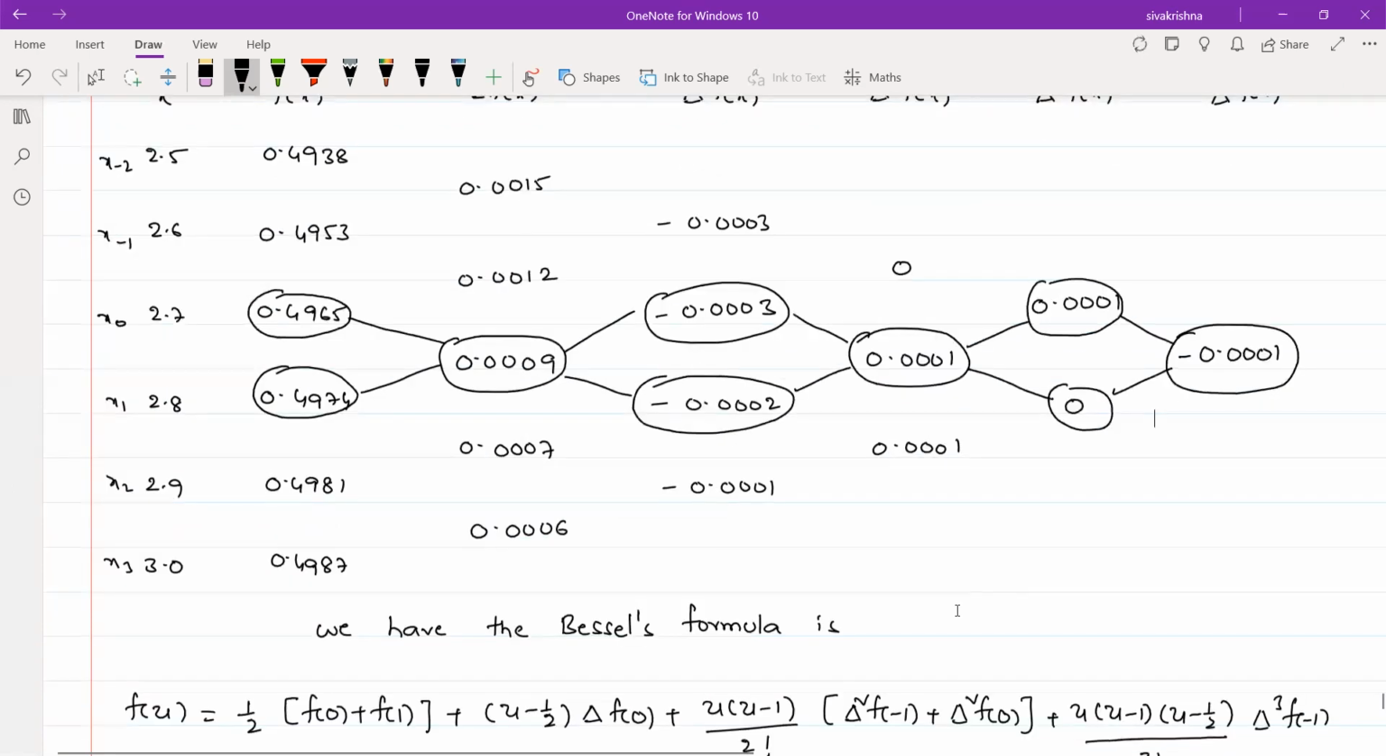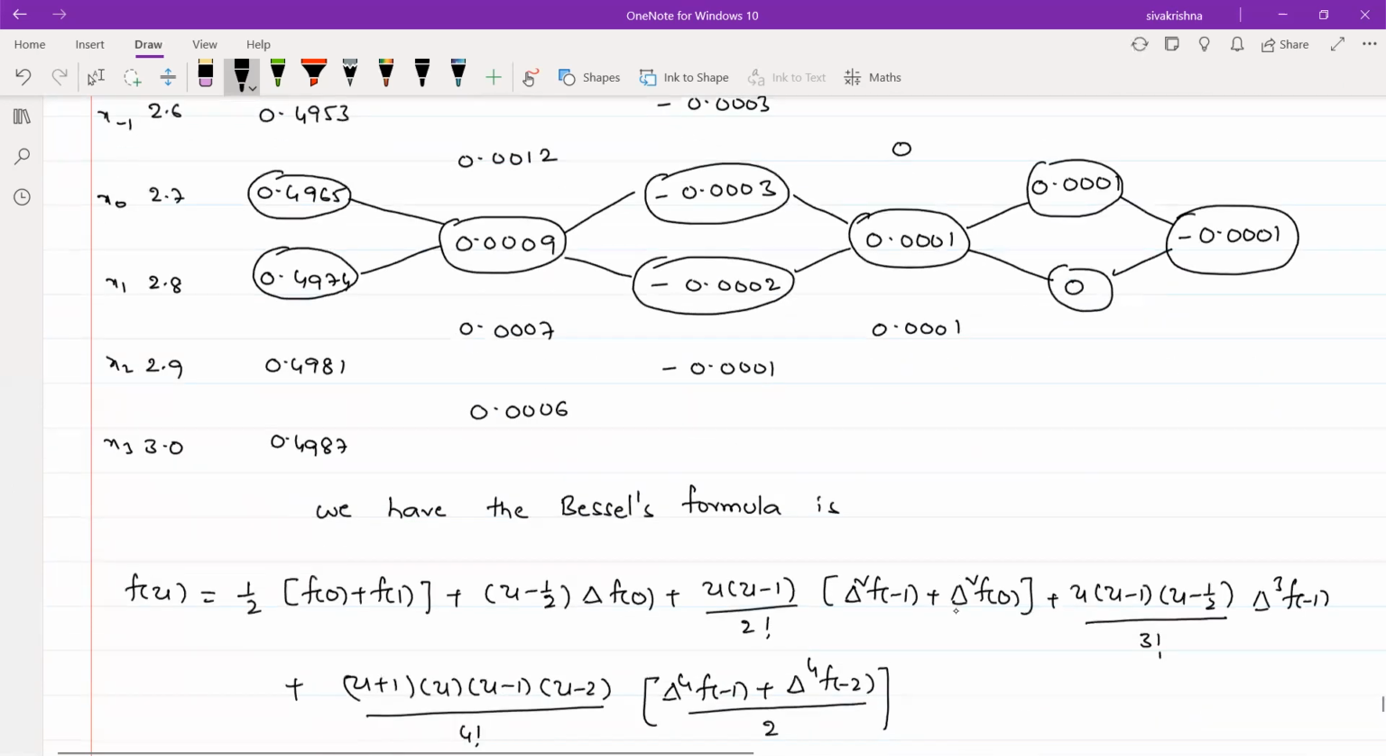And coming to the next one, that is delta square f of minus 1. Yes, the second value in the second difference should be delta square f of minus 1. And the third value is delta square f of 0. Coming to the next one, delta cube f of minus 1. Yes, the second value in the third difference should be delta cube f of minus 1. Similarly, delta power 4 f of minus 2 and delta power 4 f of minus 1. Yes, the first value in the fourth difference should be delta power 4 f of minus 2 and the second value should be delta power 4 f of minus 1. Absolutely correct. We have to remember this particular sequence order in order to round the terms.